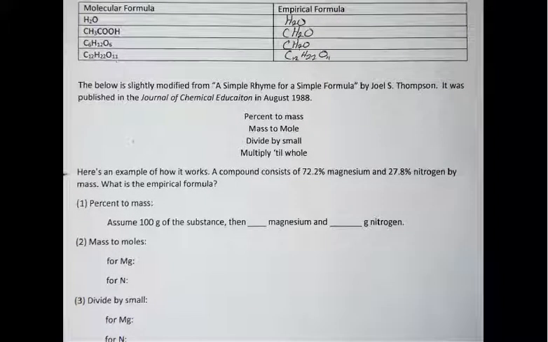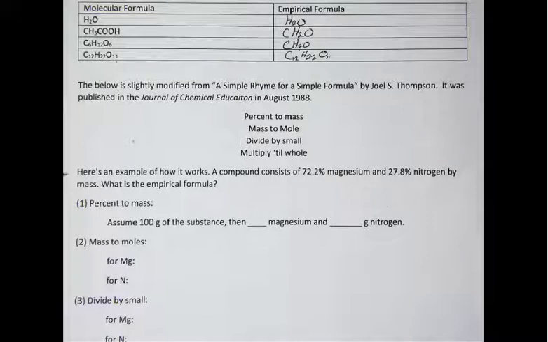Percent to mass, mass to mole, divide by small, multiply till whole. Now we'll do that one more time just because it's so beautiful. It is percent to mass, mass to mole, divide by small, multiply till whole. That is such a simple yet eloquent poem that will help us when calculating the empirical formula of any compound when given the component percentages by mass.